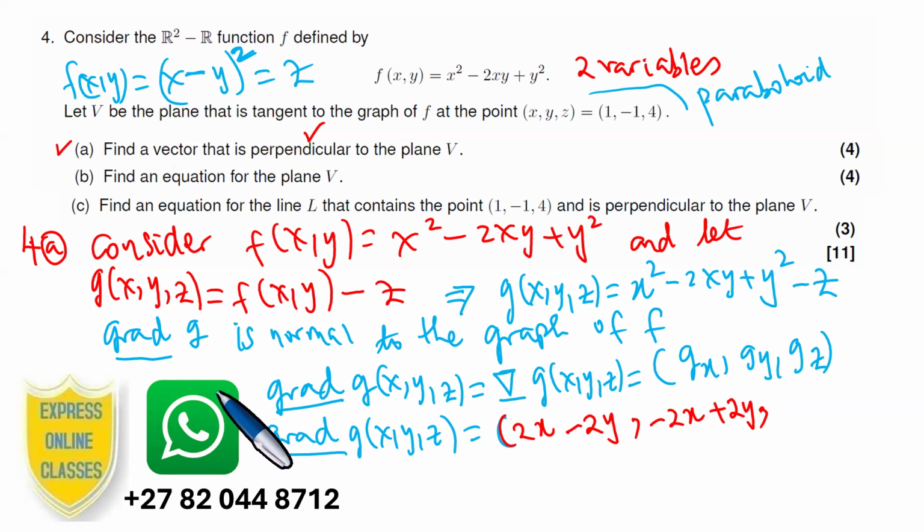So the gradient of g at x, y, z is this, which is g_x, g_y, g_z. Right, the gradient is also written as del of g. So now we're dealing with the del of g. Okay, now we're finding g_z. You find that the derivative of this term with respect to z is zero. The derivative of y squared with respect to z is 0. The derivative of minus z with respect to z becomes negative 1, like so. This is actually what we have got.